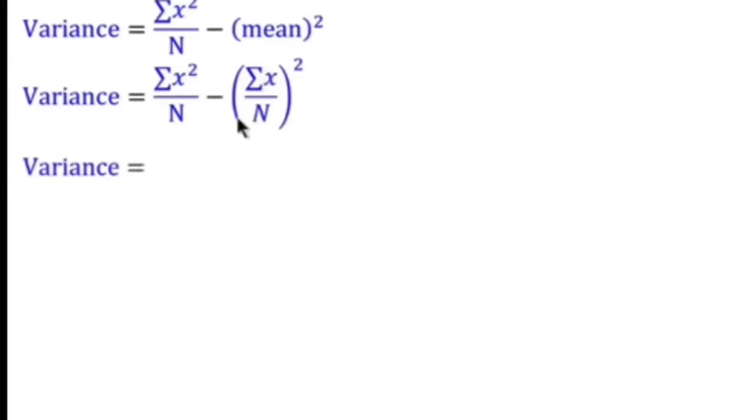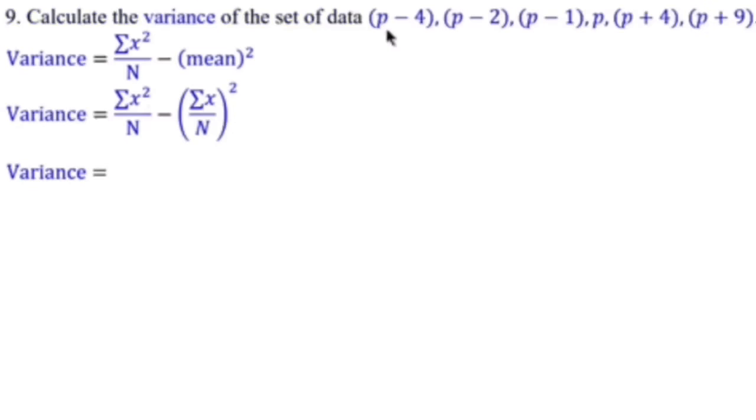So first of all, we have to take each of the data given and square it one by one and add. So we are going to write it down carefully and systematically, so that you won't be confused. You write in order. We take the first one, which is p minus 4. We square first, and then we add.